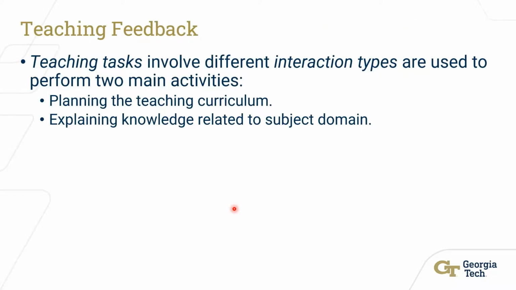Overall, the teaching tasks are used to perform two main activities: planning the teaching curriculum, that is, selecting the most useful examples, and explaining knowledge related to the domain. As a principle, when the teaching tasks are well designed, a teacher should be able to understand the teaching tasks without ML expertise and unambiguously determine the feedback response for the machine.